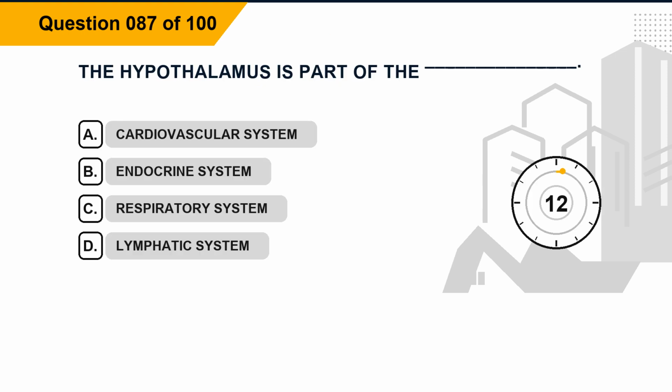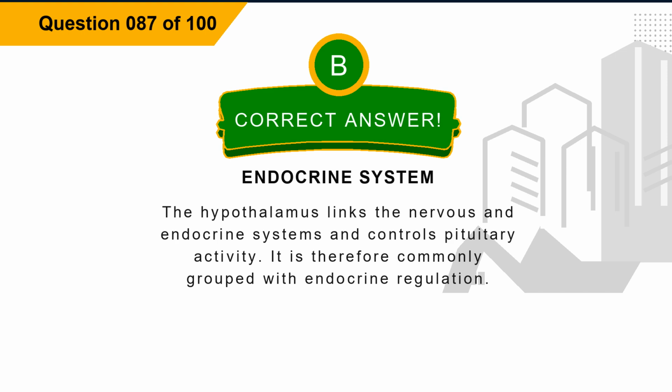Question 87. The hypothalamus is part of the blank. Option A, cardiovascular system. Option B, endocrine system. Option C, respiratory system. Option D, lymphatic system. The correct answer is option B, endocrine system. Explanation. The hypothalamus links the nervous and endocrine systems and controls pituitary activity. It is therefore commonly grouped with endocrine regulation.